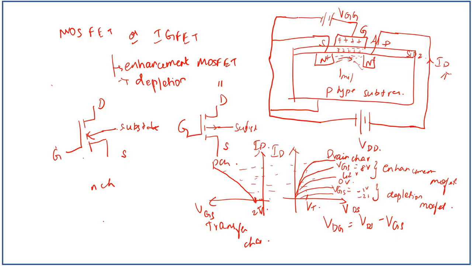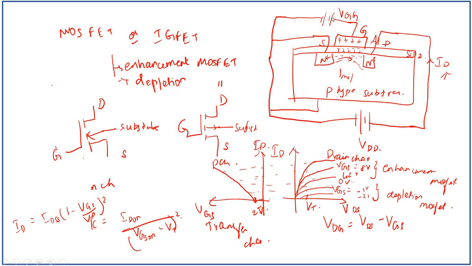So K is equal to ID on by VGS on minus VT whole square. The equation for the drain current is ID equal to IDSS into 1 minus VGS by VP whole square. VP is the pinch off voltage, cut-in voltage. So this is the enhancement MOSFET.